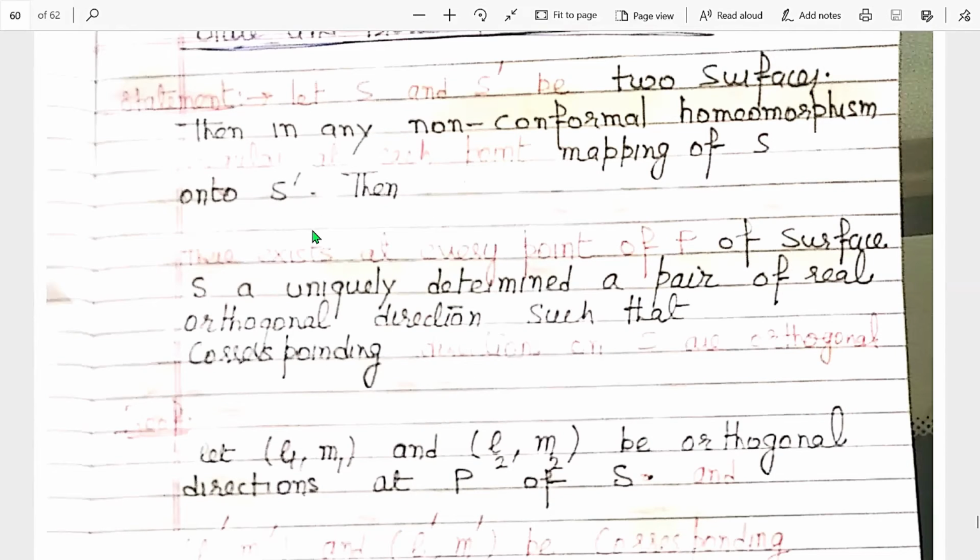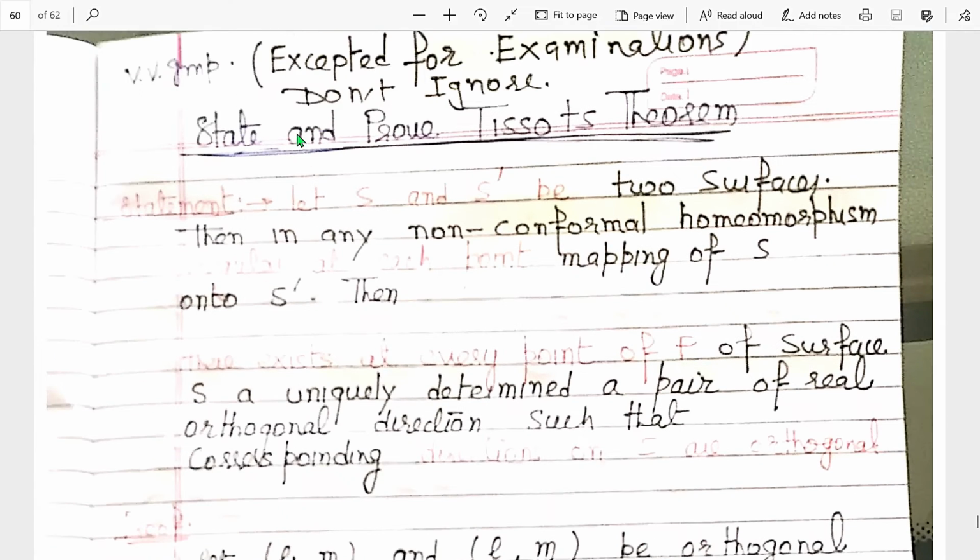Now this is a very important result: state and prove the tensor theorem. In this theorem, the statement is: if S and S dash are two surfaces, then in any non-conformal homeomorphism, regular at each point, regular means analytic, right?